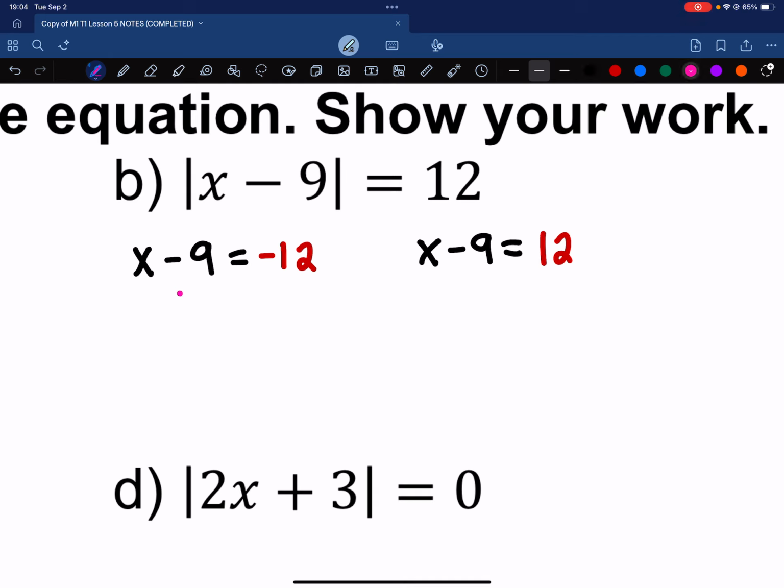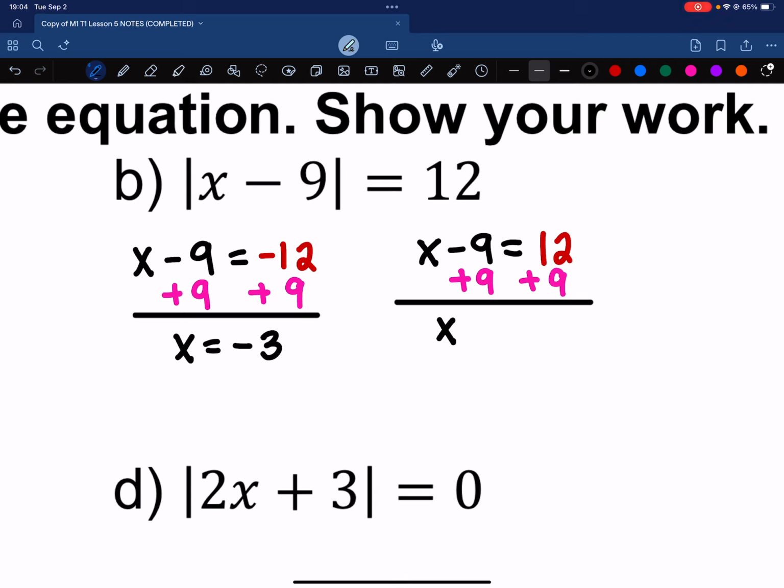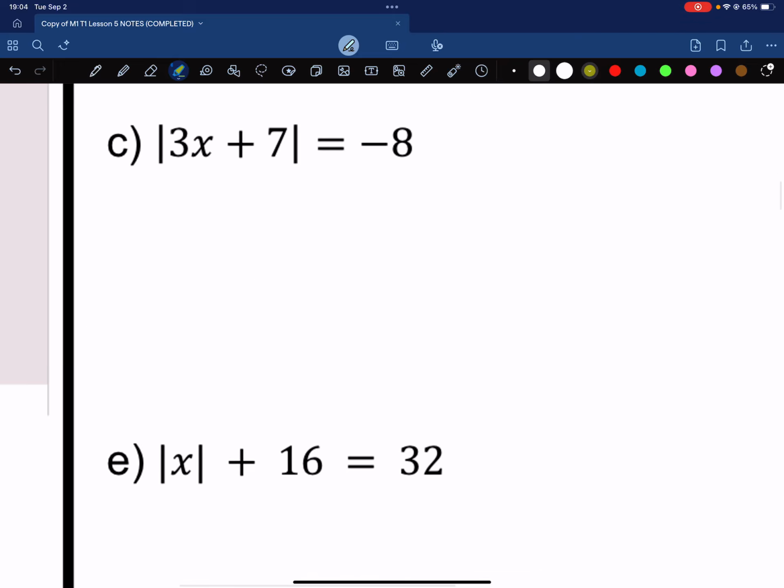So to solve this, we will need to add 9 to both sides. And that would give us x equals negative 12 plus 9 is a negative 3. On the second equation, we will add 9 to both sides. When we add 9 to both sides, we get x equals 12 plus 9, which is 21. And so these are the two numbers that if we plugged it into this equation, we would get an output of 12.